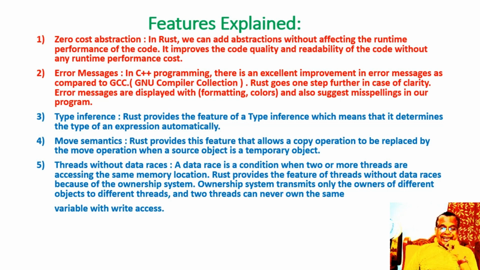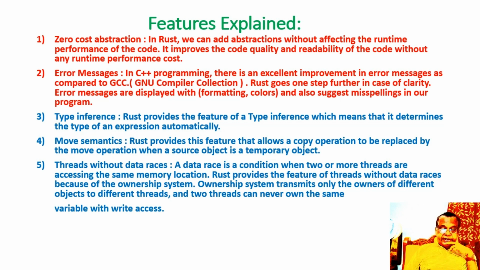2. Error messages. In C++ programming, there is an excellent improvement in error messages as compared to GCC. GCC means GNU compiler collection. Rust goes one step further in case of clarity. Error messages are displayed with formatting colors and also suggest misspelling in our programs. Even it corrects the spellings in our programs.